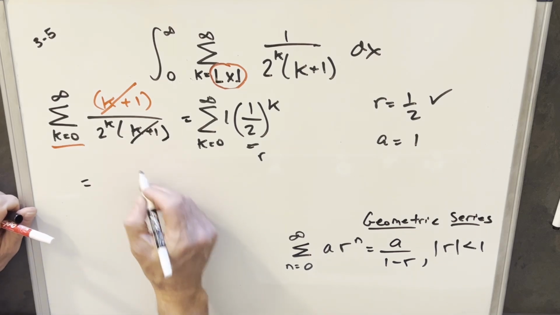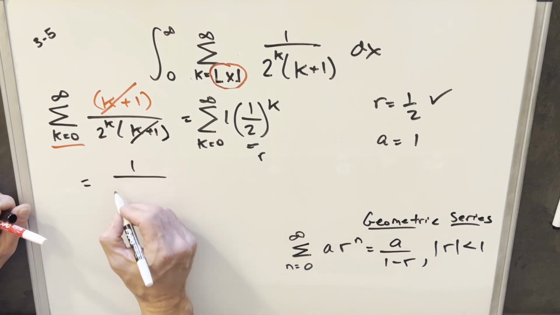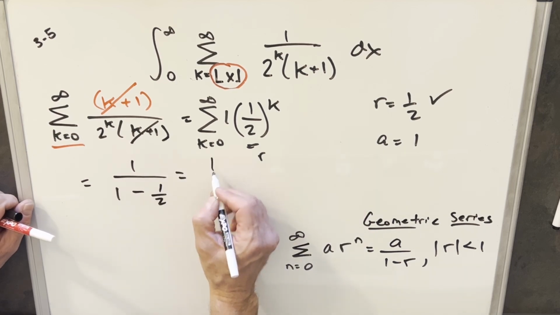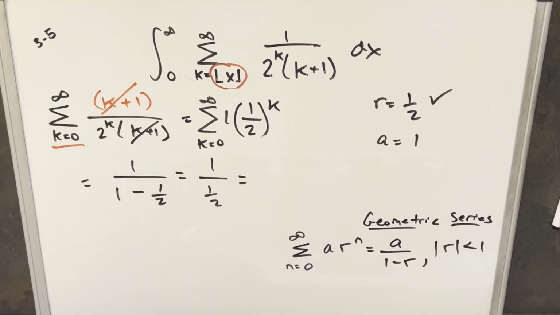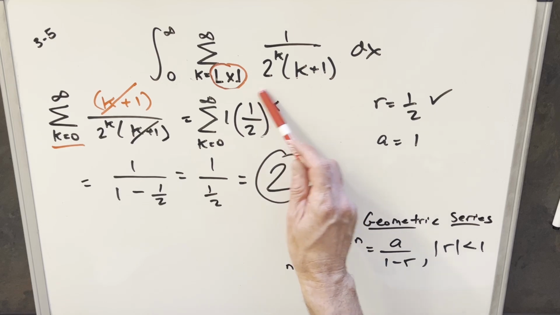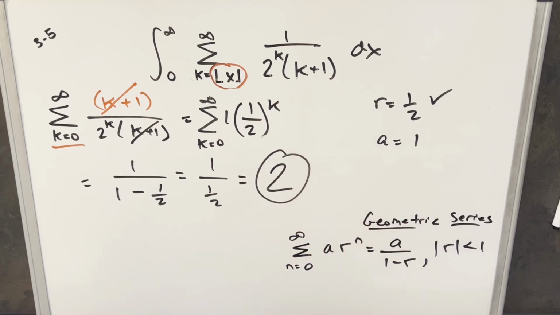So for our a value in the numerator, we're going to have just a 1, and this is going to be 1 minus our r value, which is a half. So then we're going to have just 1 over 1/2. And then if we divide 1 by 1/2, we get our final solution, which is just 2. Okay, pretty cool. So after all that, this thing just reduces to a simple 2. So we'll stop it there.